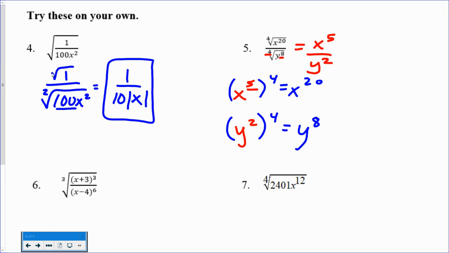Okay, here I had an even root, so I must use absolute values around the exponent that was odd.